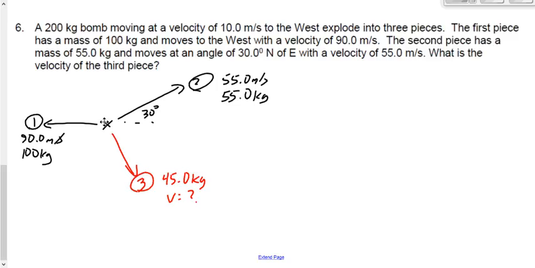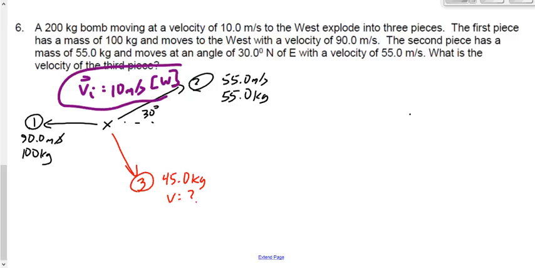Now, let me write in something here. I'm going to write in that the initial velocity is 10 meters per second to the west, just to remind me of that. I have a hard time drawing that in because it makes the diagram look really confusing if I draw it in. But I want to put that in so that I don't forget that it does have an initial velocity. All right, we got a funny angle.